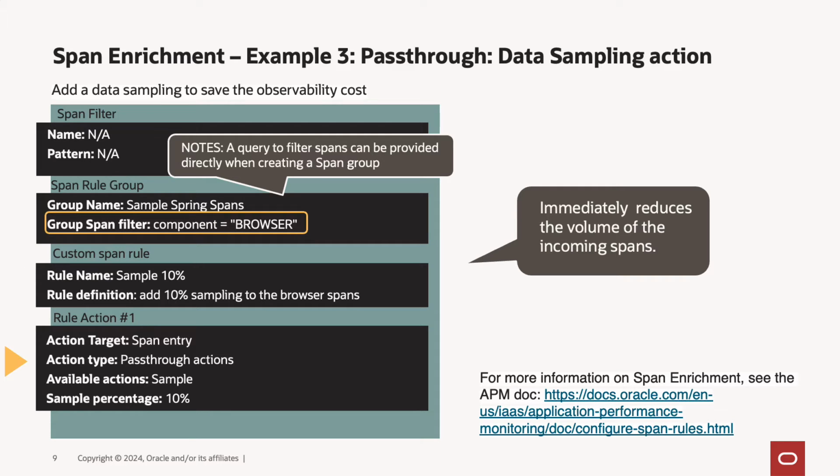Next, create an action. Select the span entry, then pass-through actions and select sample. Finally, set the percentage of the sampling. This will reduce the volume of the spans. This can be useful when you see a lot of very fast spans that are not important for analysis. It also reduces the total cost of the monitoring.